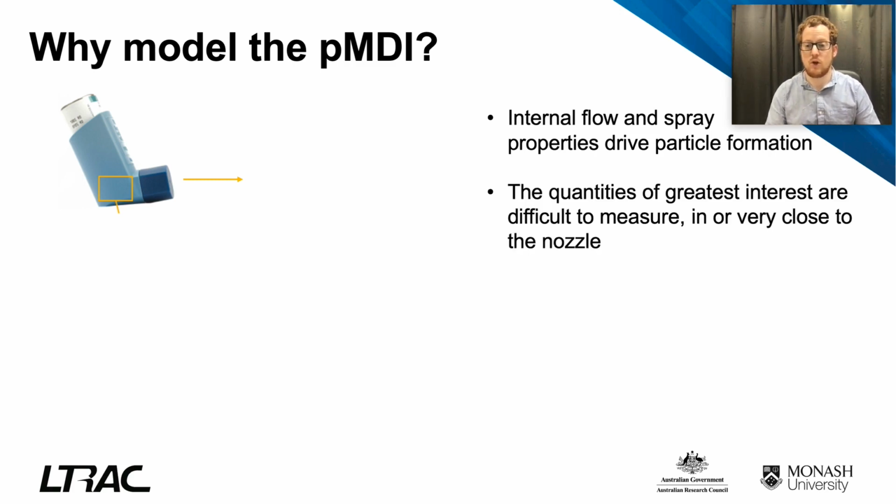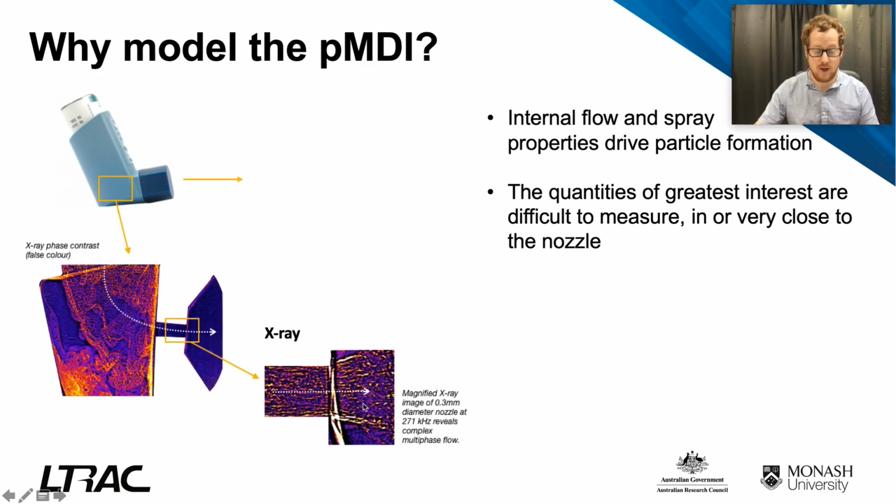The problem is that the quantities of greatest interest that we need to measure, like composition, temperature and density, are very, very difficult to measure inside or close to the nozzle where the physics really are driving this process. However, over the last sort of 5 years, I've spent a lot of effort attempting to do this. And so we've, for example, developed these very nice X-ray images shown here in false color of the flow inside and in the actuator orifice.